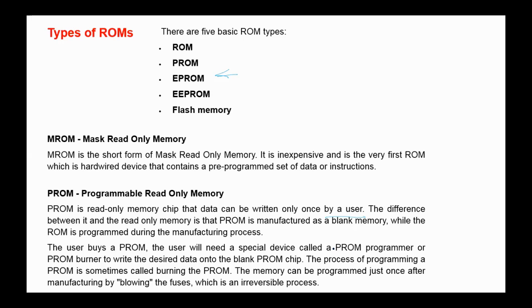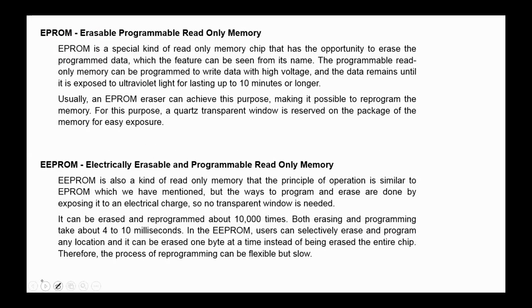A user can program the PROM using a special device called a PROM programmer or PROM burner to write the desired data into the blank memory chip. The memory can be programmed just once after manufacturing by burning the fuses, which is an irreversible process. In erasable programmable read-only memories, the contents of the ROM can be erased and reprogrammed.